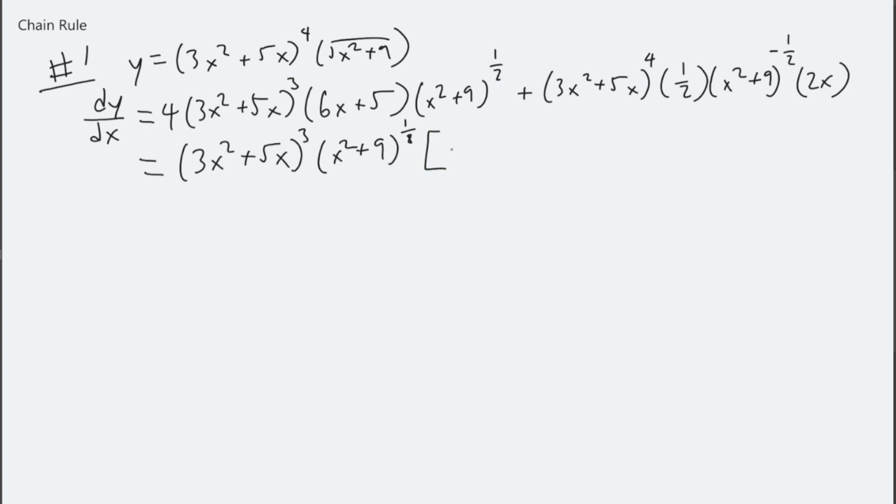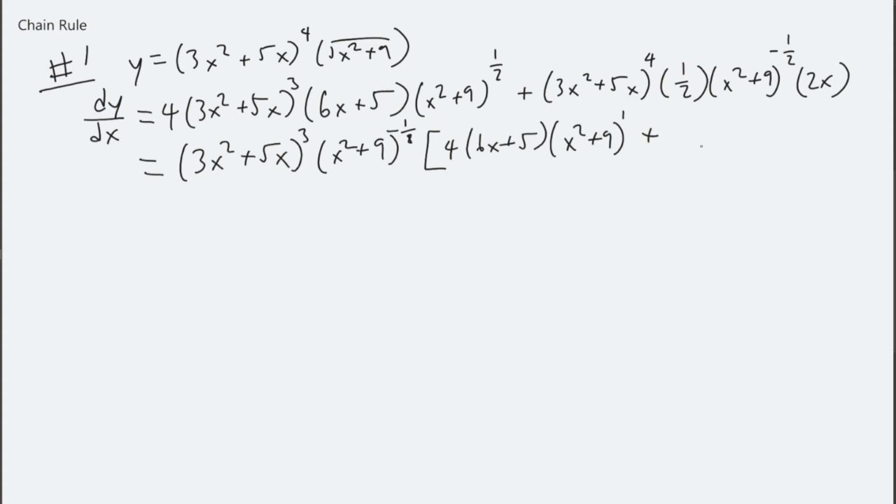And so we multiply everything. For the first part, we're going to get the 6x plus 5 here, as well as, let me factor out, oops, I'm going to add a negative here. We factor out a negative half of this function here. We're going to have to add x squared plus 9 to exponent 1. Because if we expand it, we're going to get this negative half plus this 1 is going to equal a half. So that's how that's going to work.